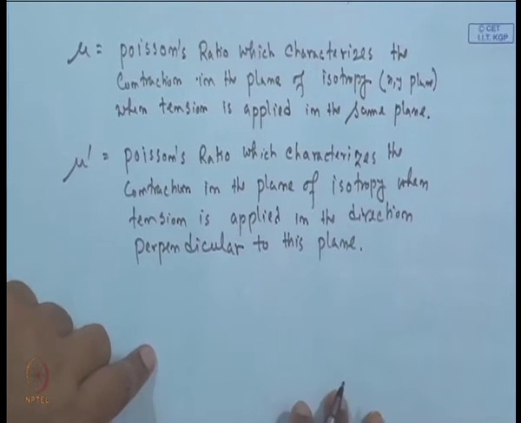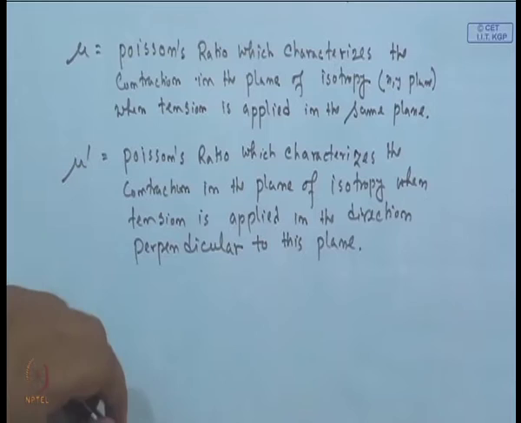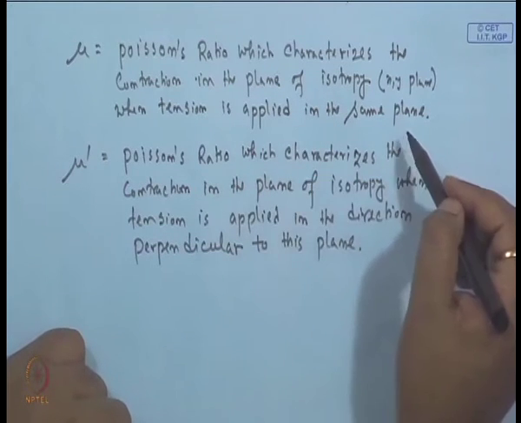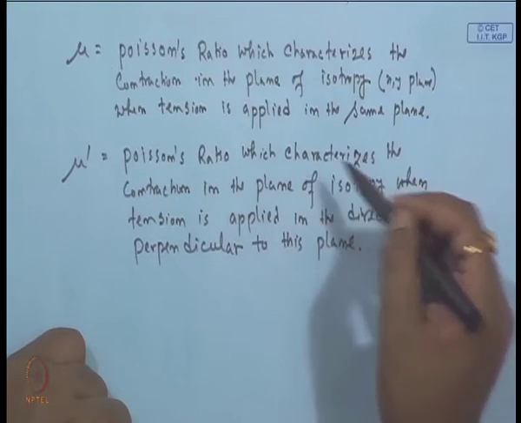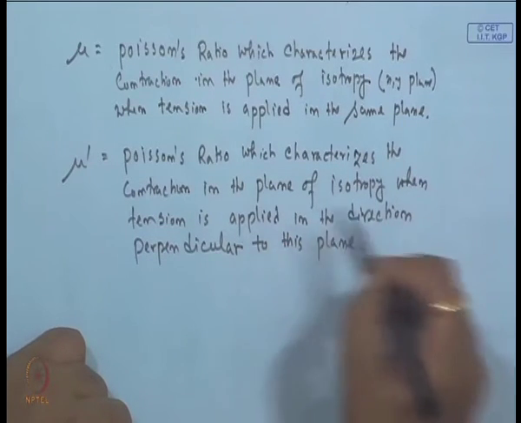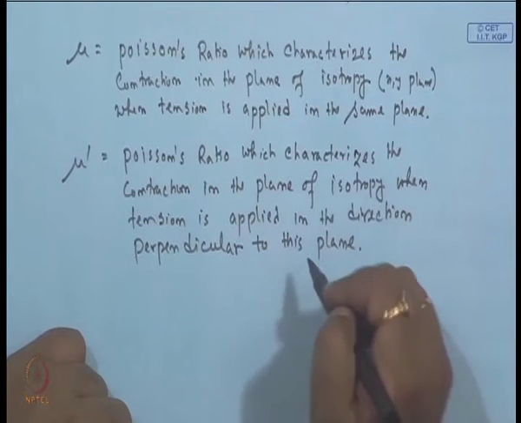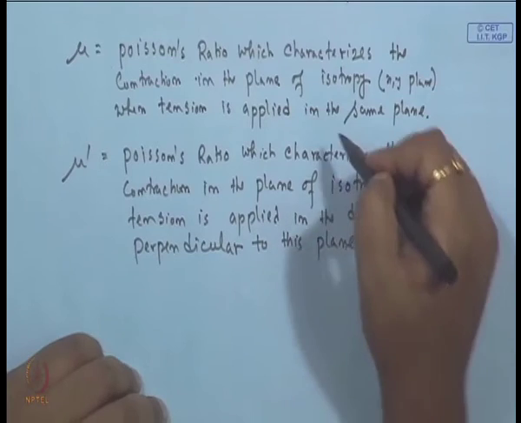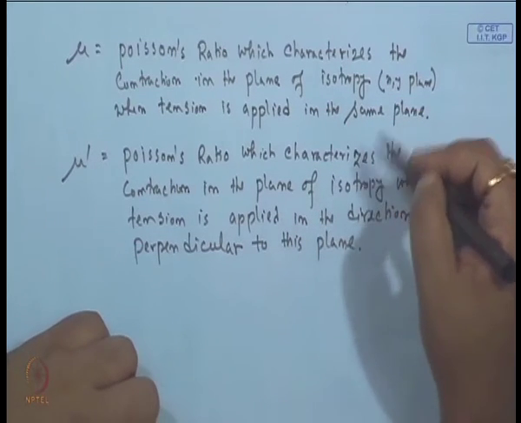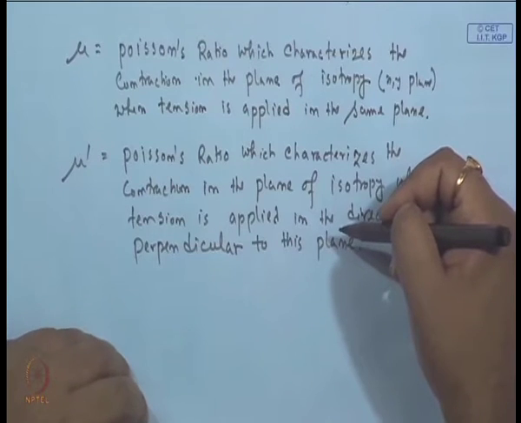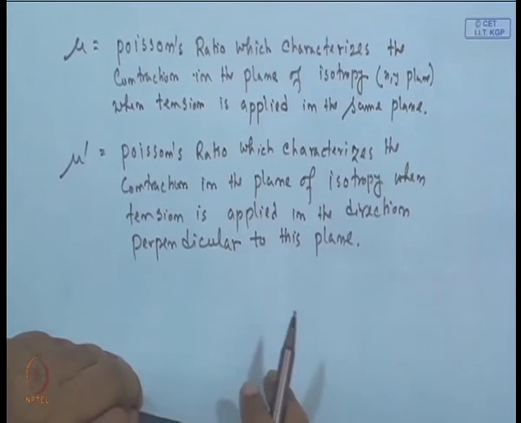So, we have two, mu and mu dash. Mu is the Poisson ratio which characterizes the contraction in the plane of isotropy when tension is applied on the same plane. The other, mu dash, characterizes the contraction of the plane of isotropy when tension is applied in the direction normal to this plane. So, one is the tension applied in the same plane, the other perpendicular to the plane, and this gives you mu and mu dash. These are the different models that we are talking about. So, the next model that we will explain is the Vlasov model.